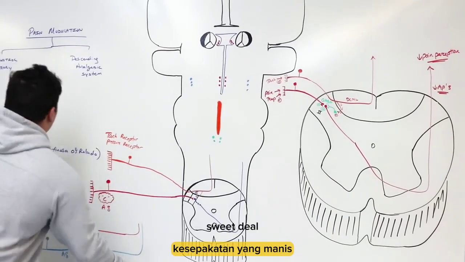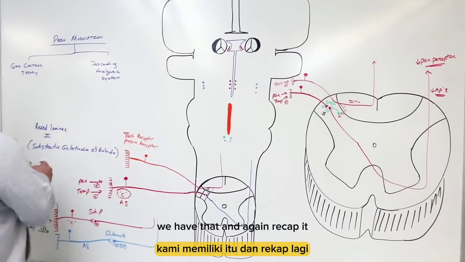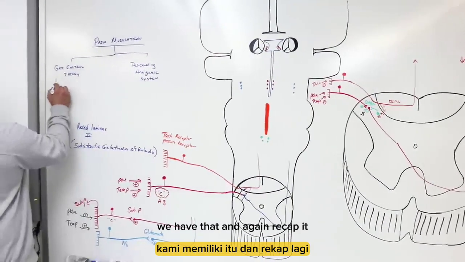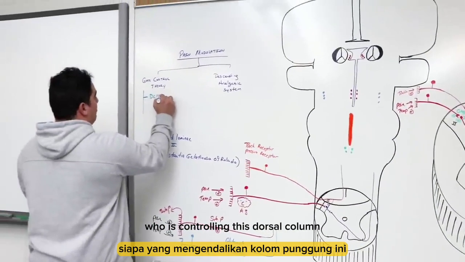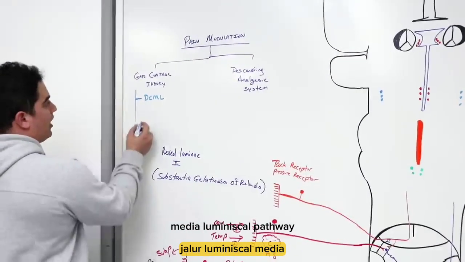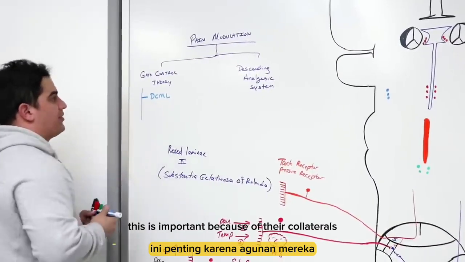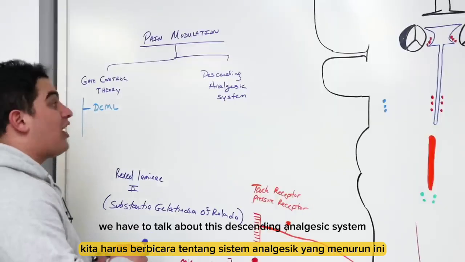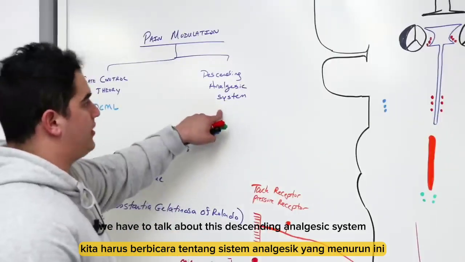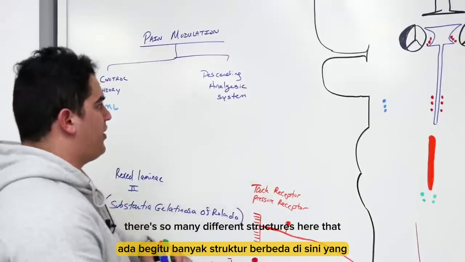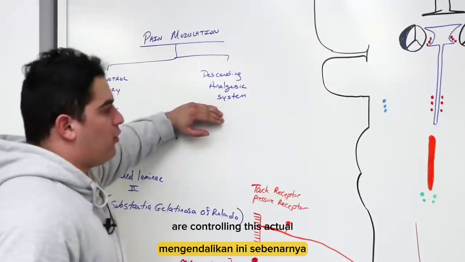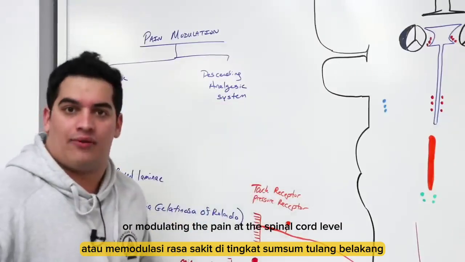All right, sweet deal. So we have that. And again, recap it, who is controlling this? Dorsal column medial lemniscal pathway. This was important because of their collaterals. So now, we have to talk about this descending analgesic system. There's so many different structures here that are controlling, or modulating, the pain at the spinal cord level.